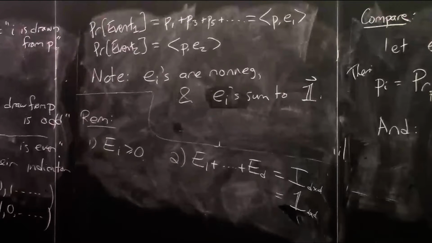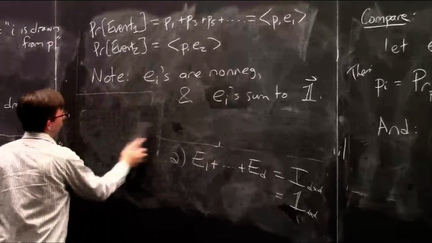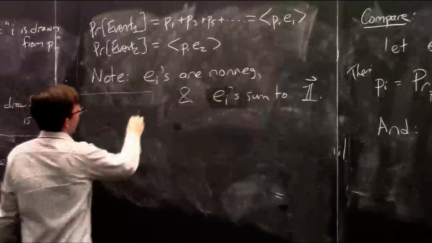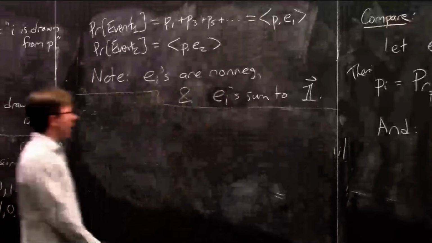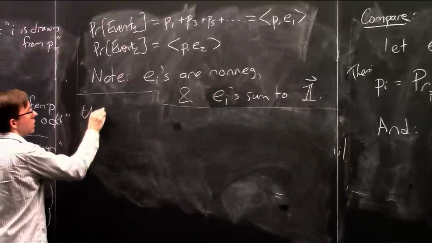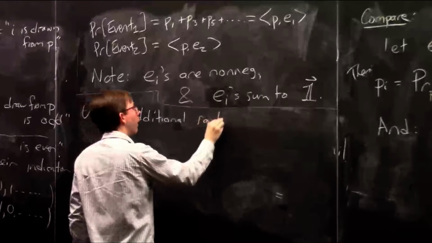So far, so good? I know it's slightly odd. Good. So this is the way you normally think about events. You lump some outcomes together and call that an event. Now, I also want a version of events where you can have more than D, the number of outcomes, many events. And that doesn't seem possible at first, but it's going to be possible if you allow yourself to use additional randomness.